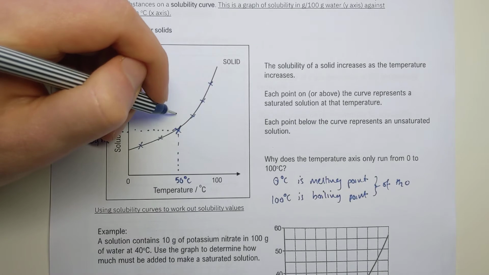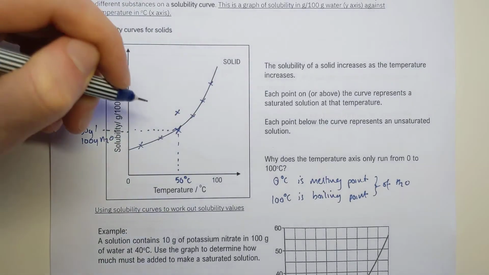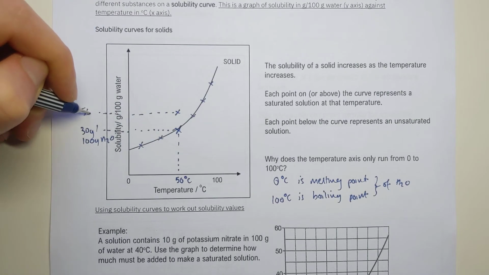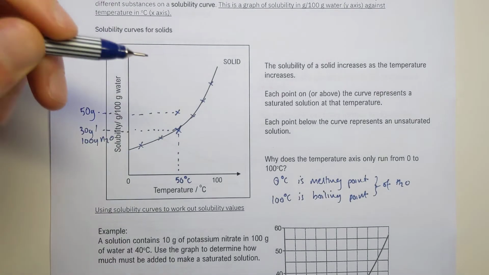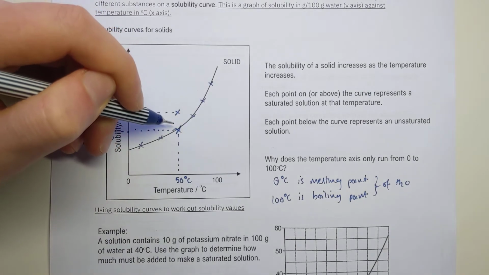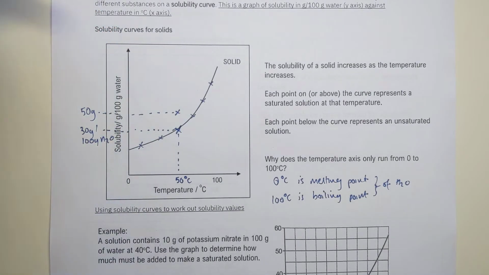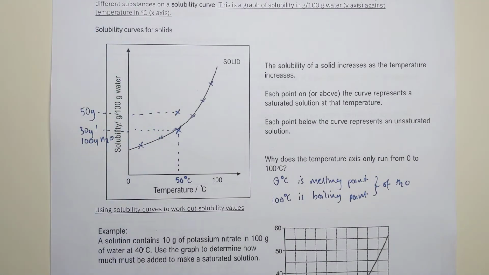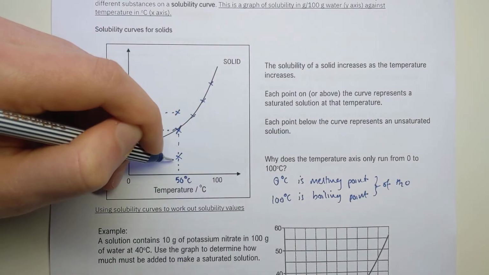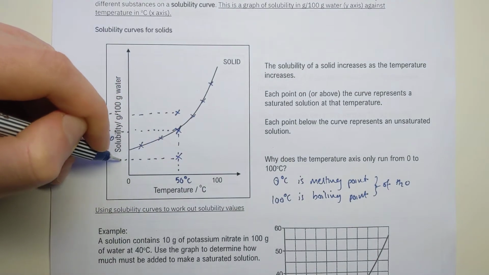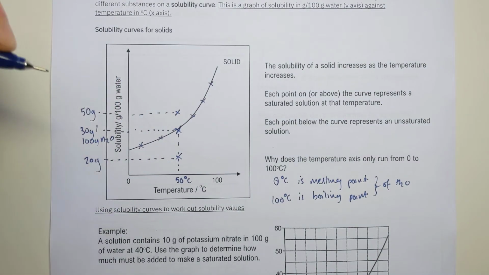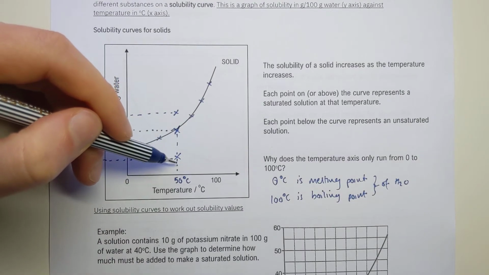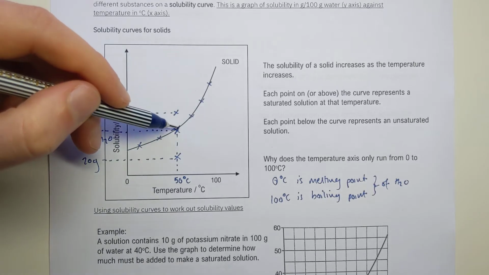If I have a point above the line at 50 degrees C, let's say that refers to a slightly higher value, 50 grams of the solid per 100 grams of water. That's saying that this solution is now more than saturated. It's now containing more solid than can possibly be dissolved, because I've exceeded that 30 grams it can hold at that temperature. If I go down to this point, a wee bit lower, let's say it's 20 grams of the solid per 100 grams. At 50 degrees C, 20 grams isn't the maximum amount that water can take. It can take up to 30.